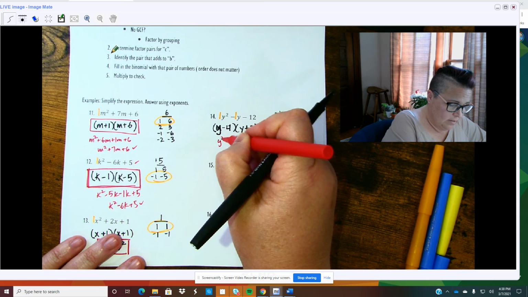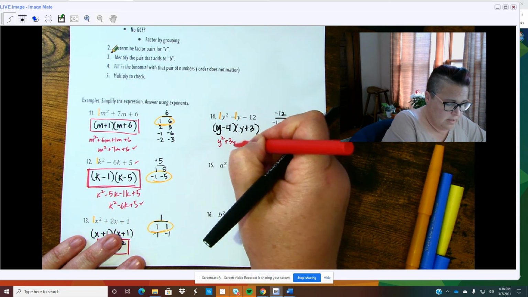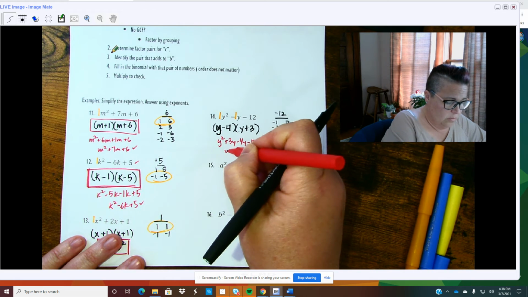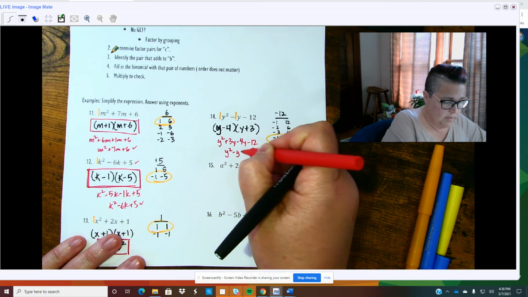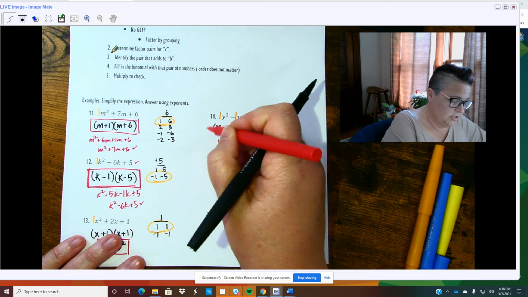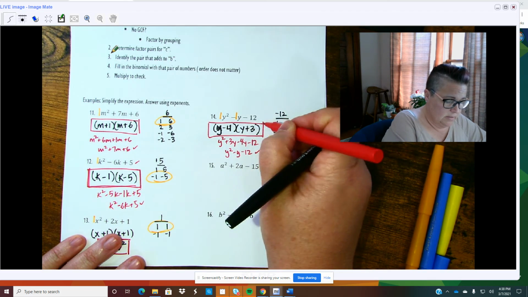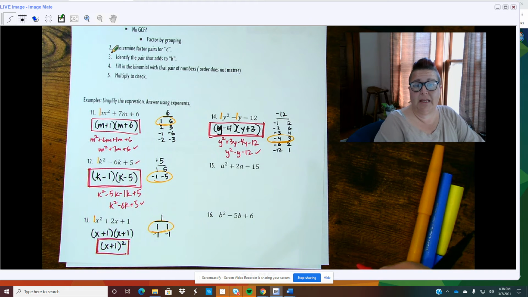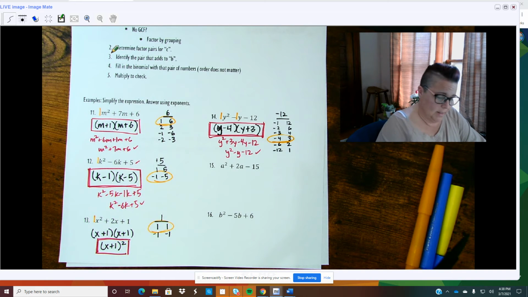Again, if you're not sure, first, y squared, outside, 3y, inside, 4y, last, minus 12. Or y squared minus y minus 12. It's the same thing. It checks. This is my answer. I just spent more time checking the problem than I did coming up with the answer. Depends upon where you are in life.